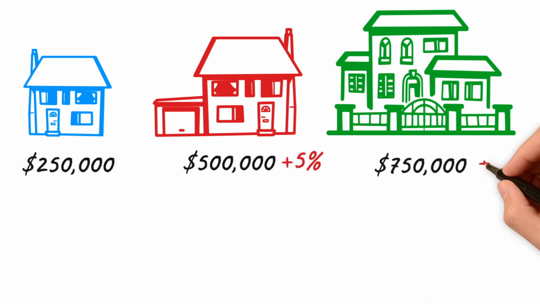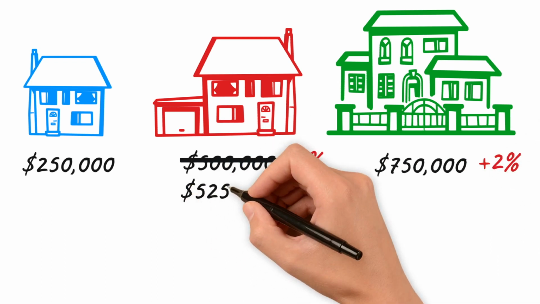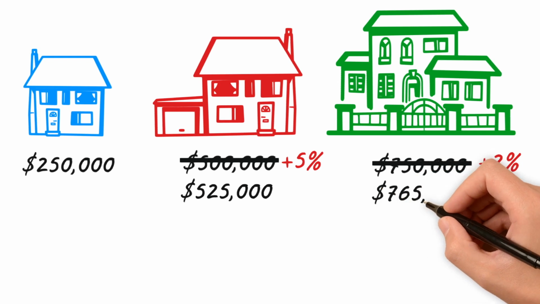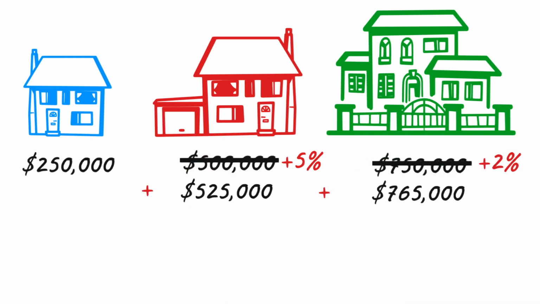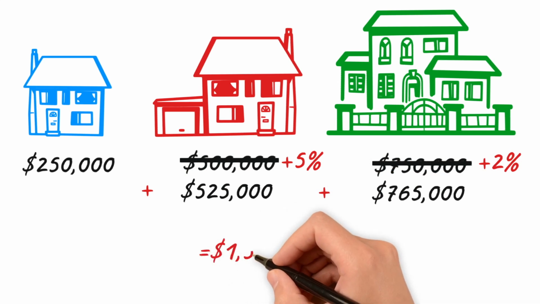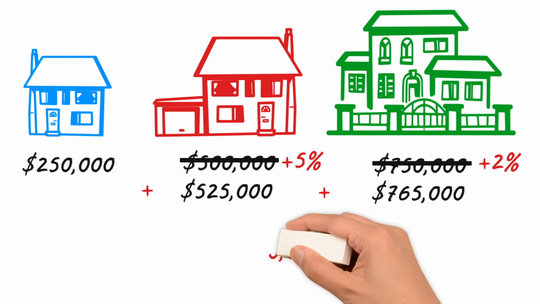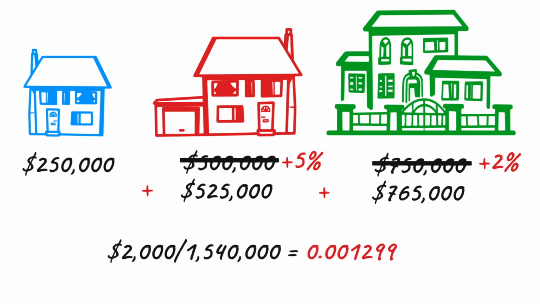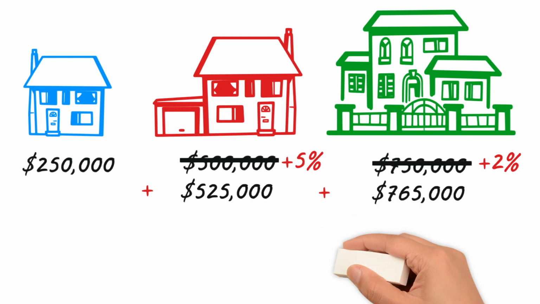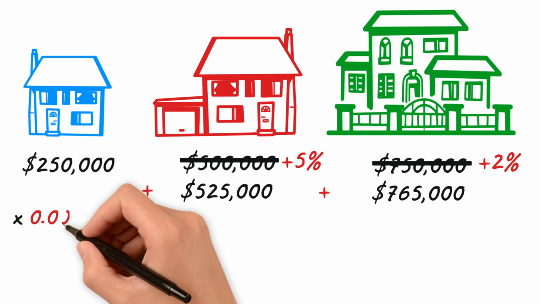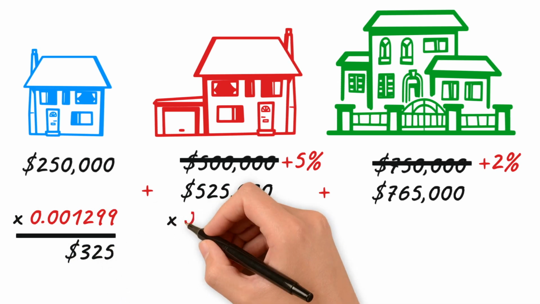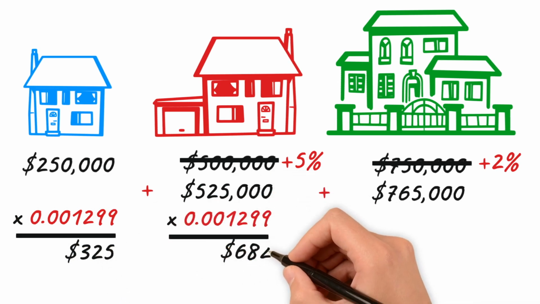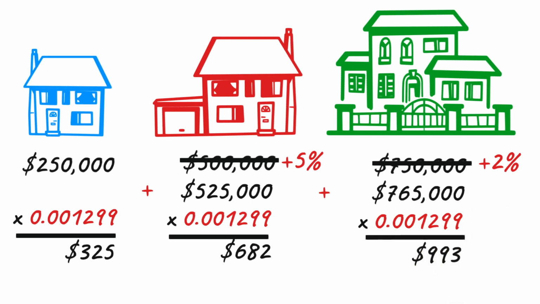The blue home's assessment remained the same at $250,000, but the red house increased by 5% to $525,000, and the green home increased by 2% to $765,000. The cost of services held steady at $2,000, so that divided by the new assessment total equals the new tax rate. In this case, the blue house and the green house will pay less tax, and the red house will pay a higher proportionate share because of its larger increase in assessed value. Whenever assessed values don't increase at the same pace, there's a redistribution of the tax. However, the total tax collected remains the same.